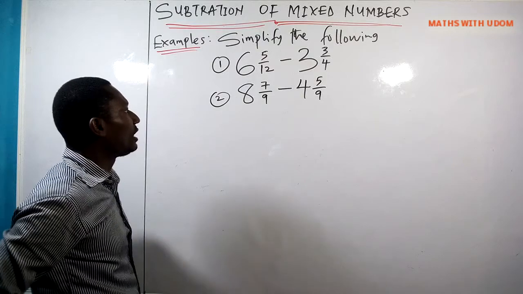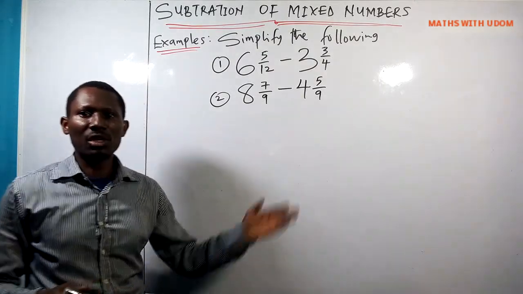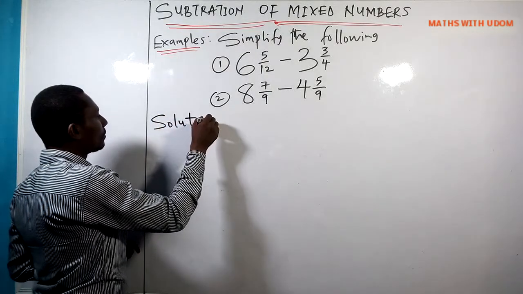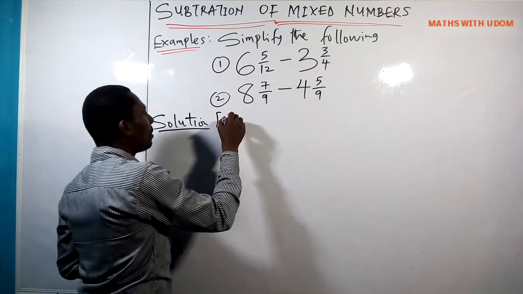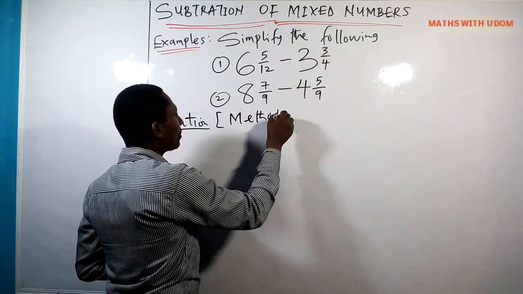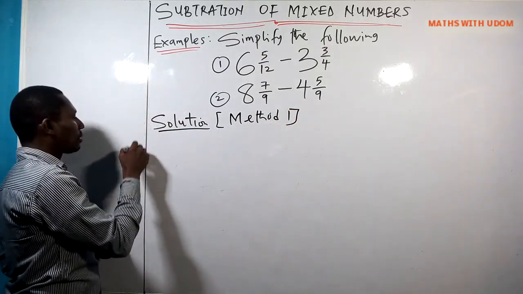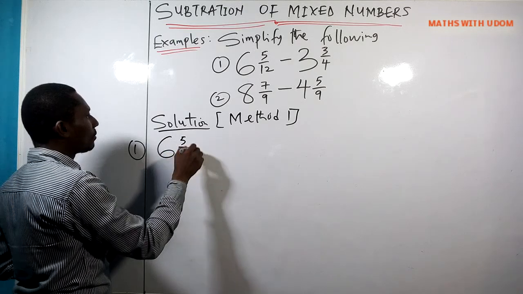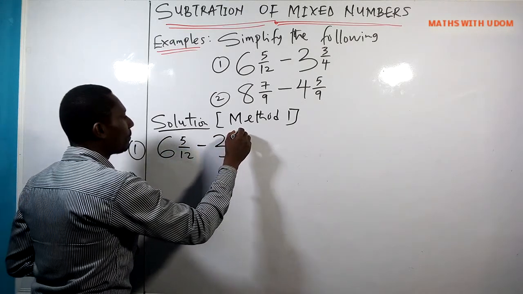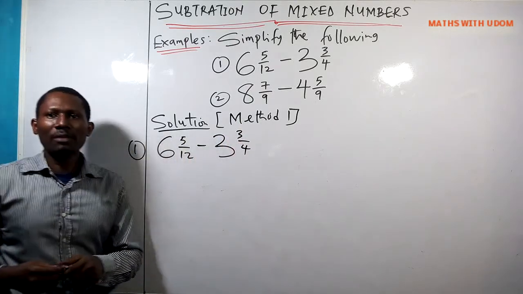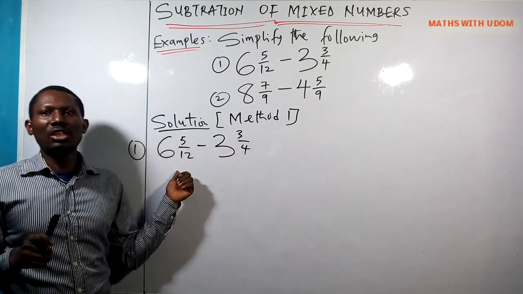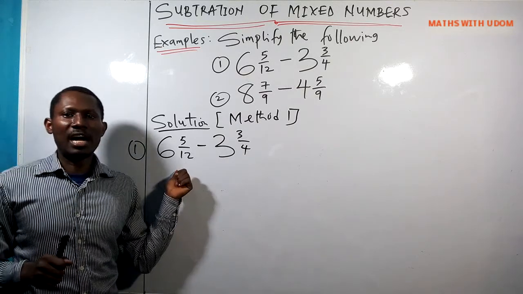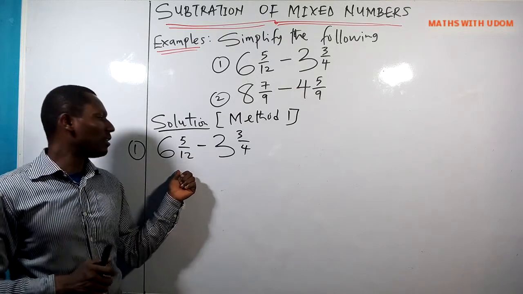Now, to solve any of these, we can use two methods. I'm going to teach you two methods. So let's move to method 1. 6 whole number 5/12 minus 3 whole number 3/4. The first thing to do is to convert the mixed fraction into an improper fraction. So how do we do that?